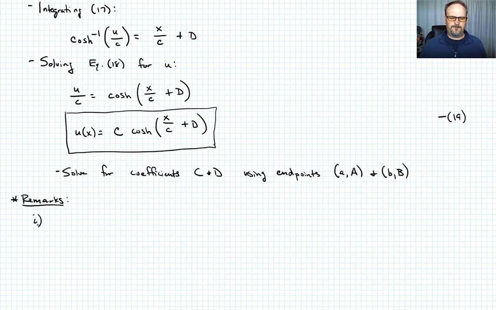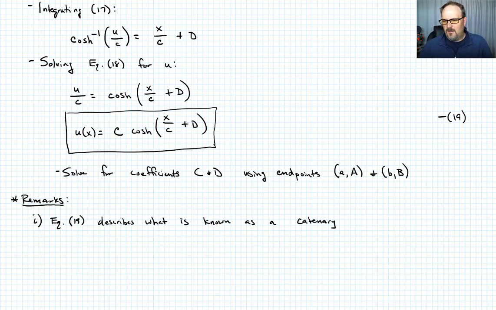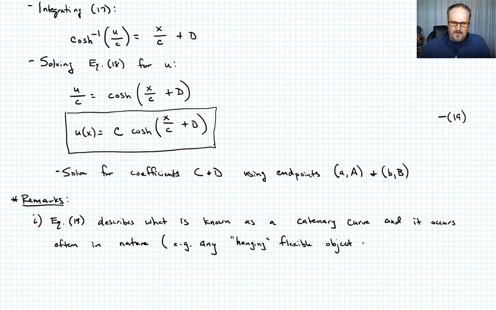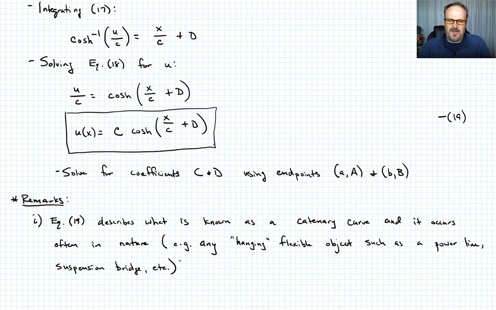Number 1. Equation 19 is what is known as a catenary, or sometimes it is called the catenary curve. It occurs often in nature. For example, any hanging flexible object, such as a power line or a suspension bridge, is going to hang in this shape that's called a catenary.